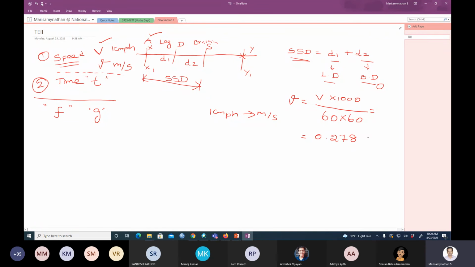So I'm just rounding it up. Then the capital V, then the meter per second. So these are the things you are getting as a final part.